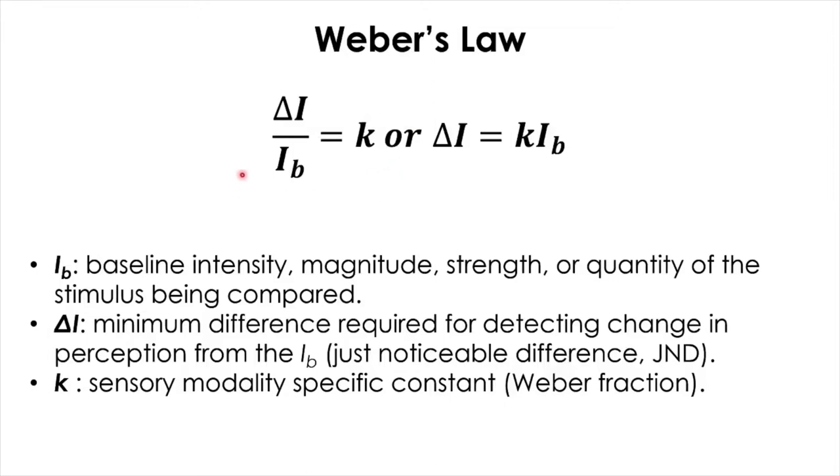What that means is that your increment threshold, or just noticeable difference threshold, will increase as the background intensity increases, or vice versa. So you will get more sensitive as the background intensity decreases. Weber's law, in a nutshell, is basically saying that the amount of change in stimulus strength, magnitude, or intensity required to invoke the change in sensation from the initial impression is contingent upon the initial stimulus strength.